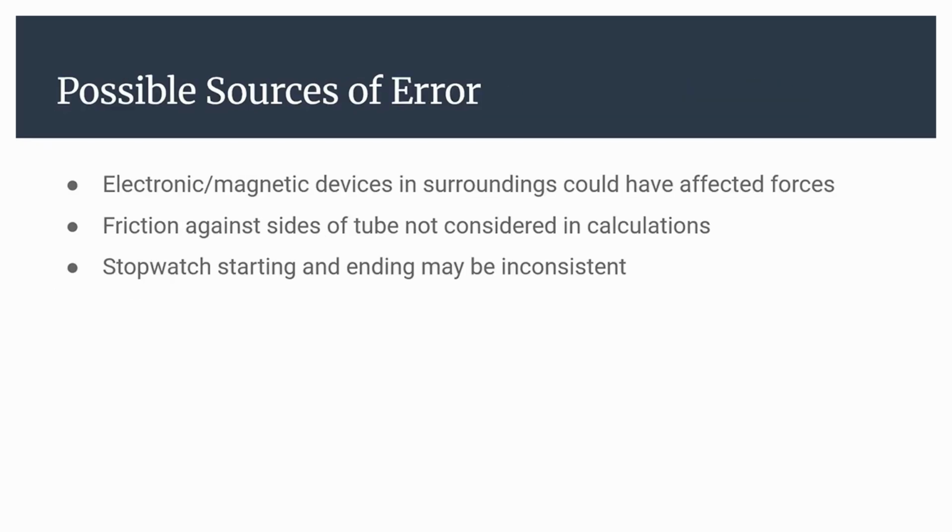Some possible sources of error included electronic and magnetic devices in the surroundings creating other induced fields that affected the recorded data, friction against the sides of the tube if we had misaligned drops, and inconsistencies with starting and stopping the stopwatch when we were recording the times.